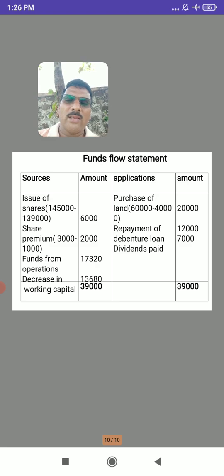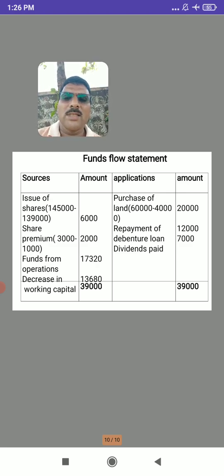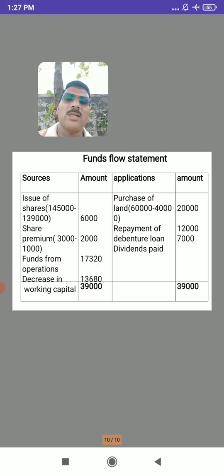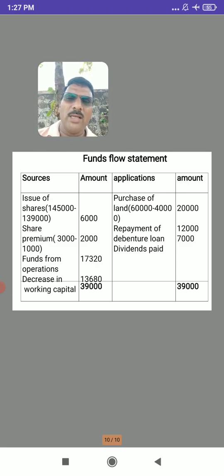So we have recorded 13,680 on the source side, and on the application side there is a purchase of land, 60,000 minus 40,000. So we have only 20,000 as the balance, and the debenture loan was repaid at rupees 12,000. It is given in the additional information, and the dividends are paid at rupees 7,000. It is also given in the other information. By taking all the information, we prepare the fund flow statement, and on both sides we got 39,000 as the answer. So like this, the fund flow statement should be tallied.